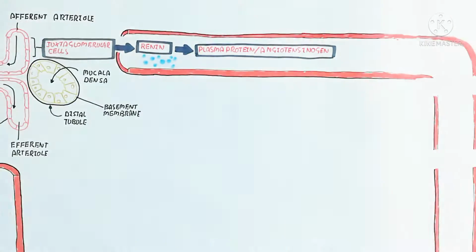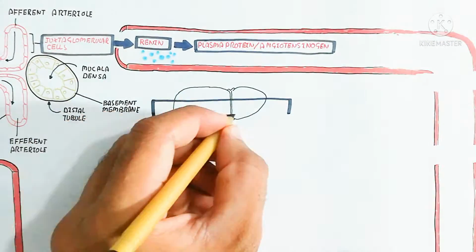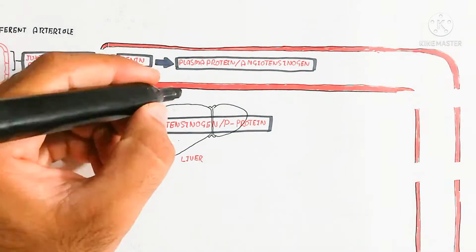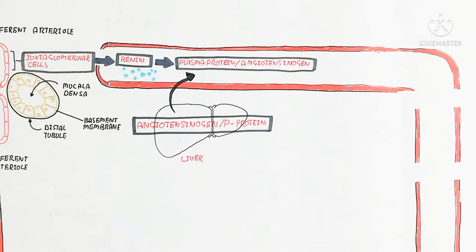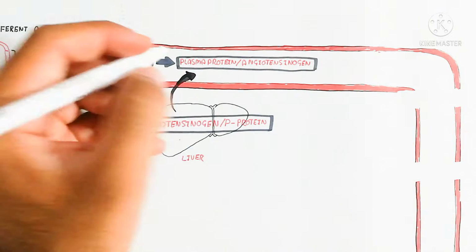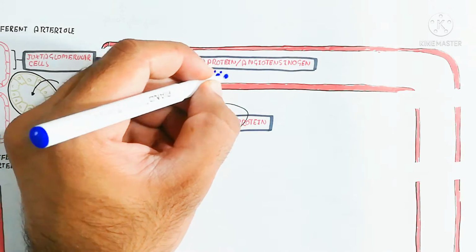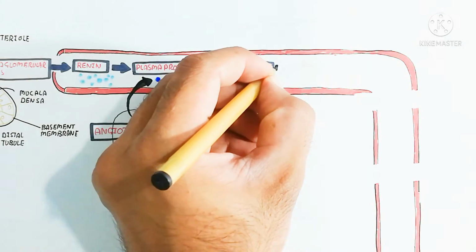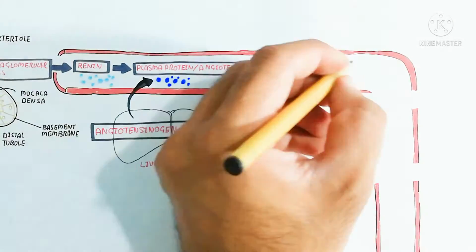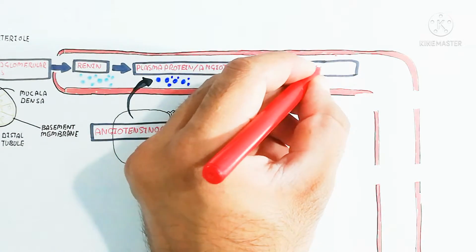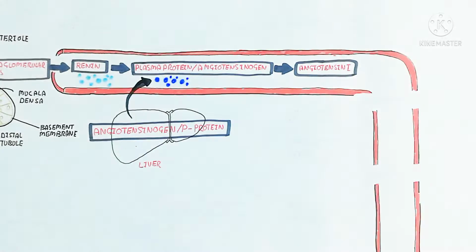After angiotensinogen moves into the blood vessel, it is activated by renin, converting the inactive plasma protein angiotensinogen into angiotensin 1. This angiotensin 1 consists of 10 amino acids, called a decapeptide. So angiotensin 1 will be produced.